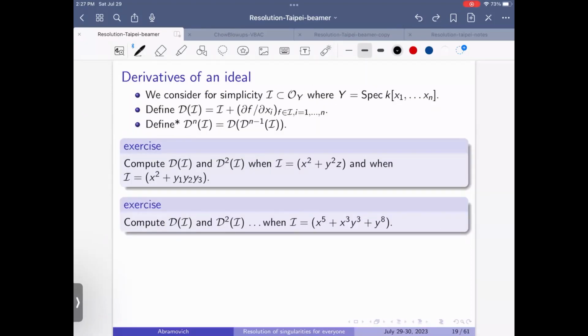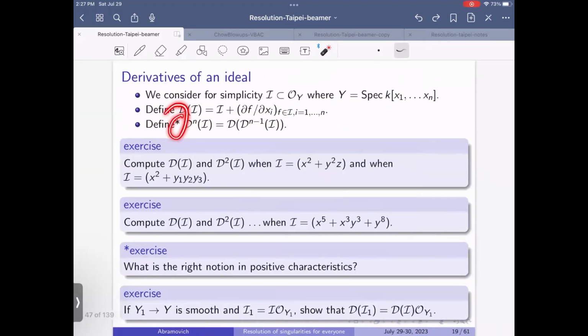This is an example that may take more time, and one needs to sit at home and do it, or in the hotel room. I'll explain the star here. The star is what is the right notion in positive characteristic. Some of you know the answer, and some others may want to learn, but it's not necessary for this lecture. So doing iterated derivatives is not the right notion in characteristic p. And doing things in mixed characteristic is an entirely different beast. I'm not going to even guess what you want to do.